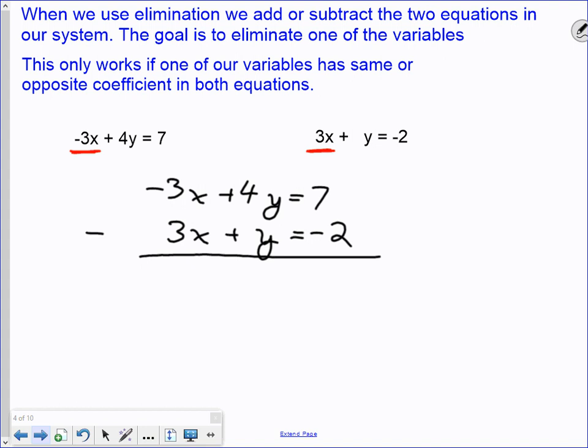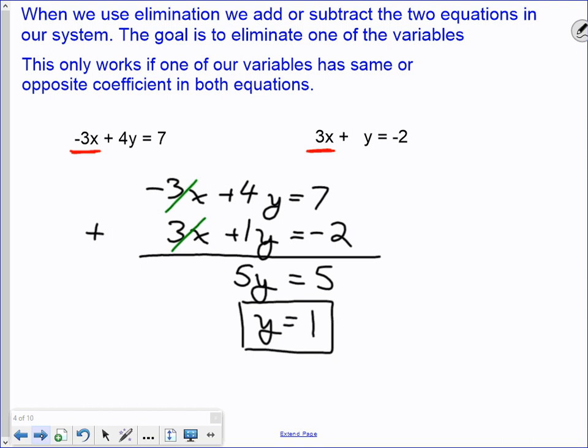And now I'm going to add these two equations. So my negative 3x plus my 3x, these are going to cancel each other out. And I've eliminated x from this new equation. Then I have to add my y terms. So 4y plus 1y is going to give me 5y. I still have an equal sign here. And 7 plus negative 2 on the right-hand side gives me a 5. Without x in there, because it's been eliminated, it's now pretty easy to solve for y. I'm just going to divide by 5 on both sides, and y is equal to 1. So we're halfway to our solution.